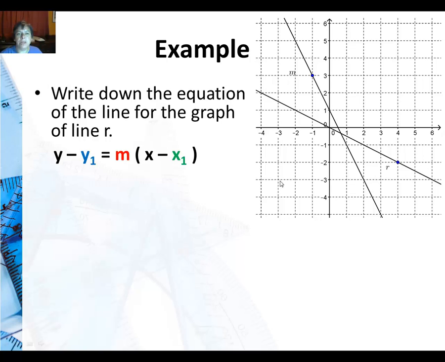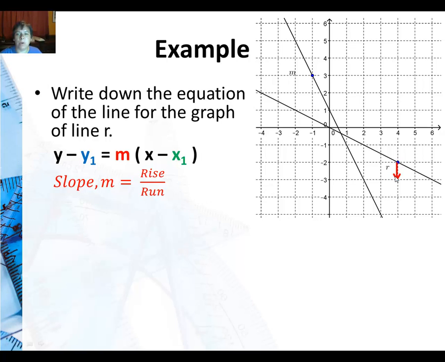Well, the first thing I need to know is that the equation of a line is y minus y1 equals m times x minus x1. So I need to figure out what y1 is, what m is, and what x1 is. So let's start with the slope. Slope is rise over run.